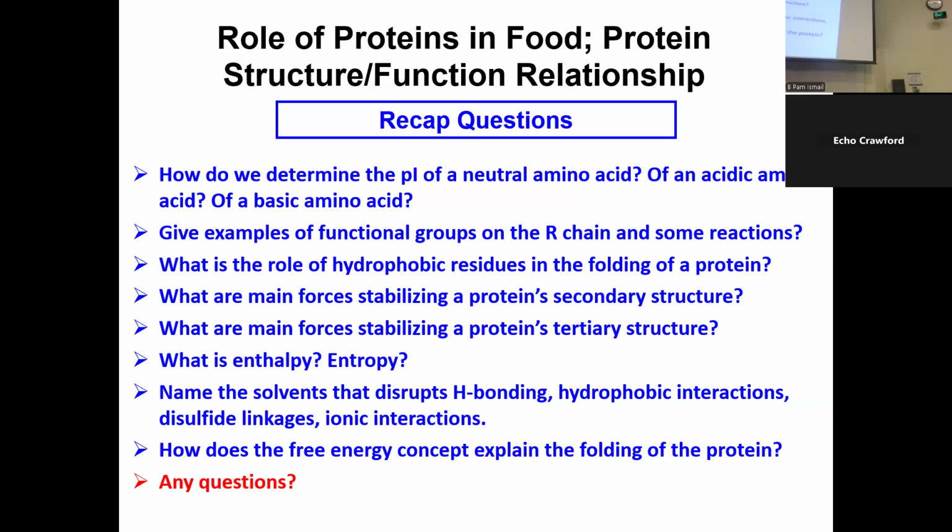Yeah, so other than ionic strength, what can disrupt ionic interaction? You do that in the lab, you change what? pH. Yeah. Okay, very good.